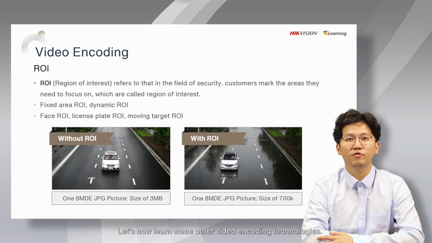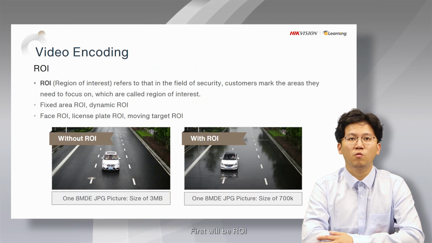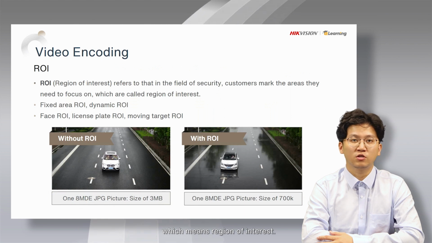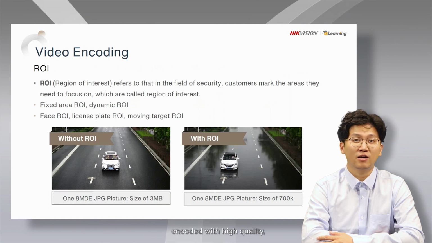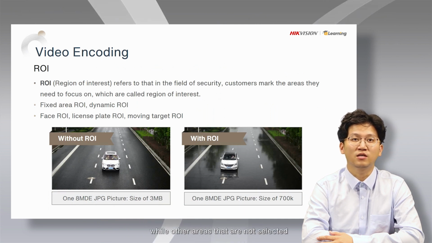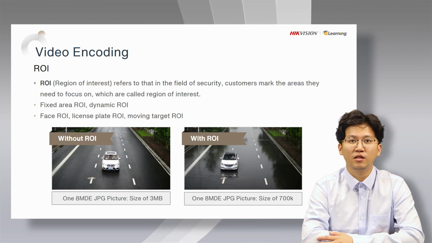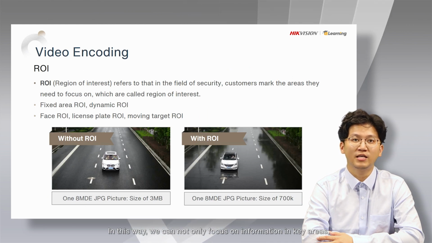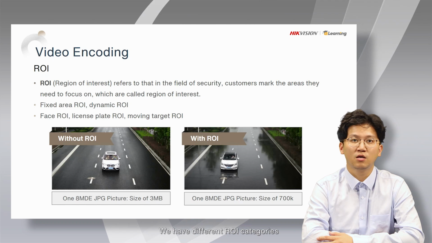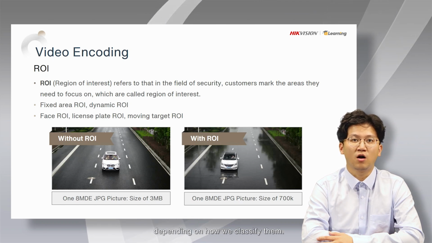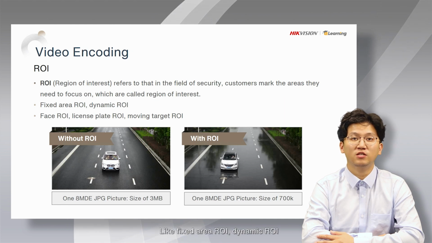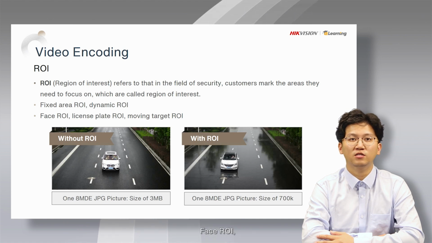Let's now learn some other video encoding technology. First is ROI, which means region of interest. When the ROI is set, this ROI will be encoded with high quality, while in the other areas that are not selected, the bitrate is reduced to standard definition compression. In this way, we can not only focus on information in key areas, but also save bandwidth, right? We have different ROI categories depending on how we classify them, like fixed area ROI, dynamic ROI, or defined by target type, we have face ROI, license plate ROI, moving target ROI.